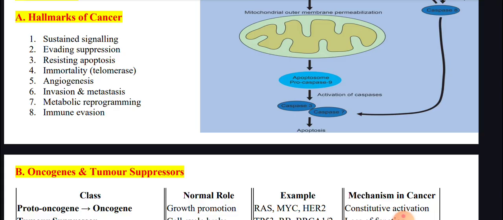Sixth is activating invasion and metastasis. This involves acquiring the ability to break away from the primary tumor, invade surrounding tissues, enter the bloodstream or lymphatic system, travel to distant sites, and form secondary tumors. This requires processes like EMT that we discussed. Right, the ability to spread.